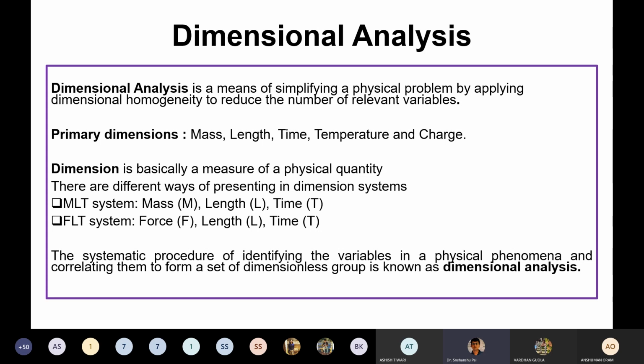It is a systematic procedure of identifying the variables in a physical phenomenon, and we want to correlate them in a set of dimensionless groups. Dimensionless means the ratio of two quantities, and if you go to the fundamental or primary dimensions, it becomes dimensionless, cancelling out all the dimensions between denominator and numerator. If you can represent the system in this way, you can tell that this is a dimensional analysis process.